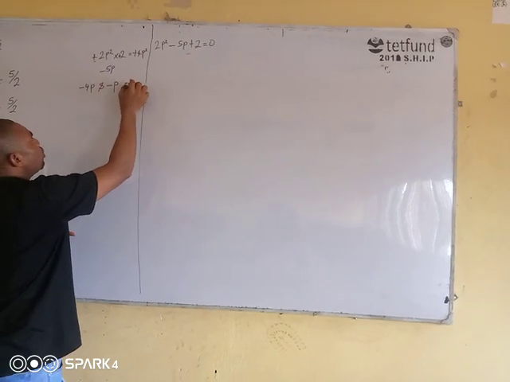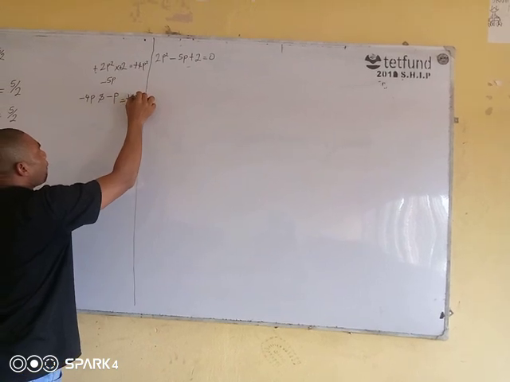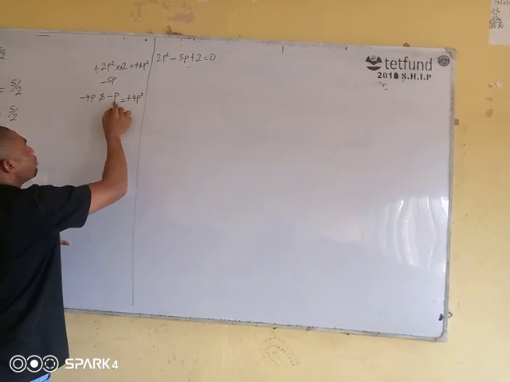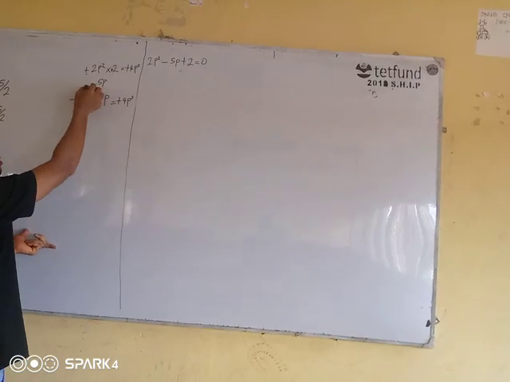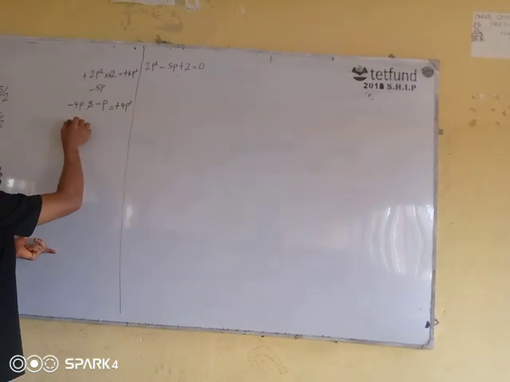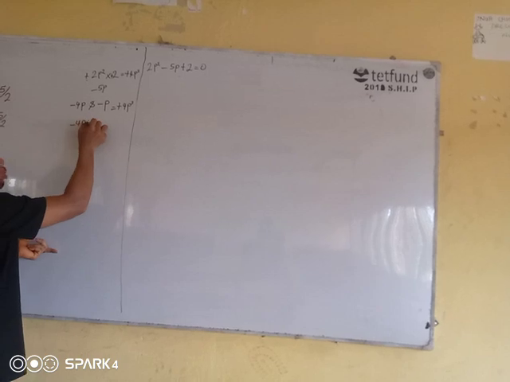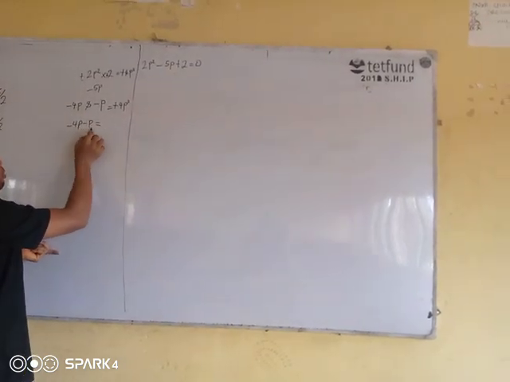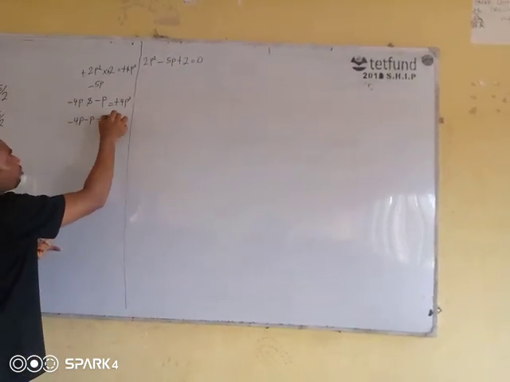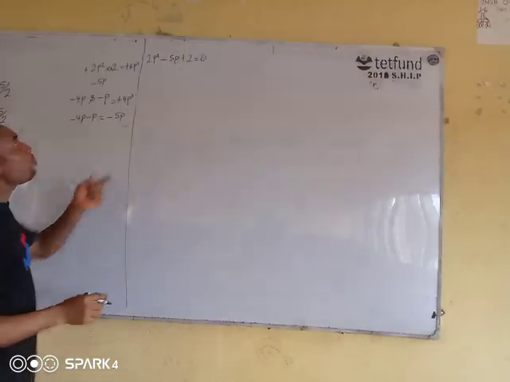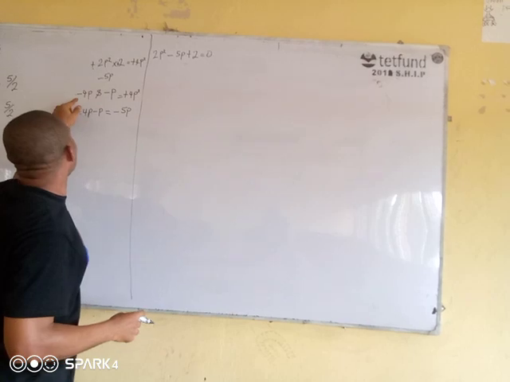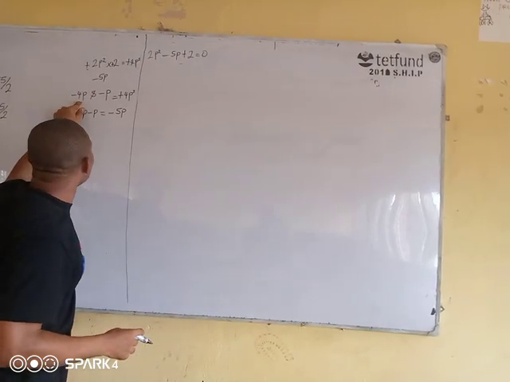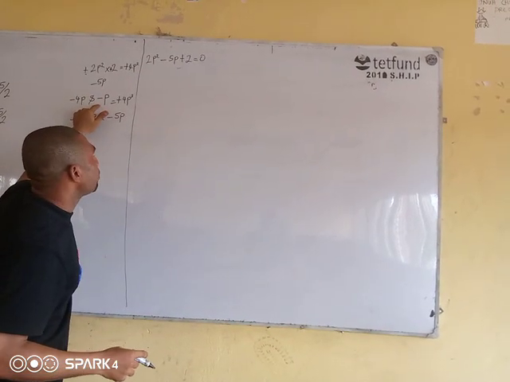4p times p will give us 4p squared, because p times p is p squared. Now, let's subtract them. Let's see whether it should give us this minus 5p. Minus 4p minus p is minus 5p. So, in place of this minus 5p, I will substitute in minus 4p and minus p.